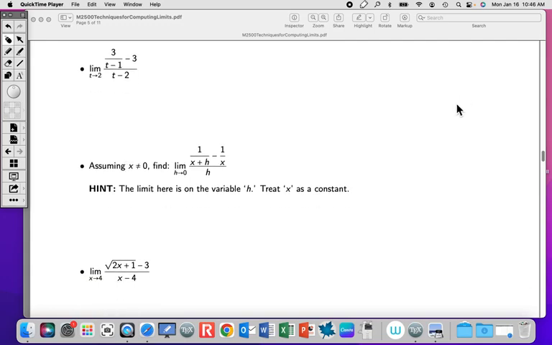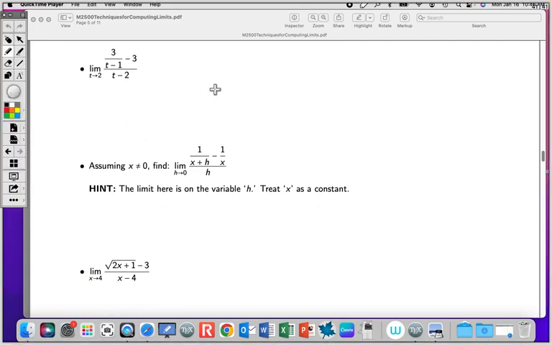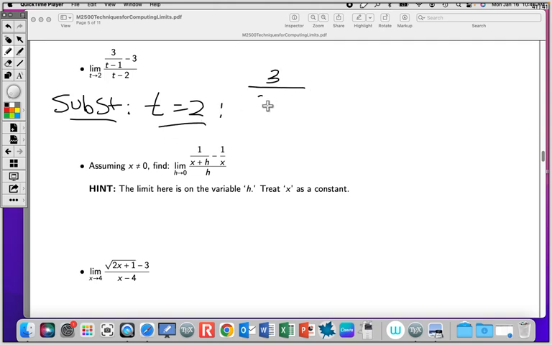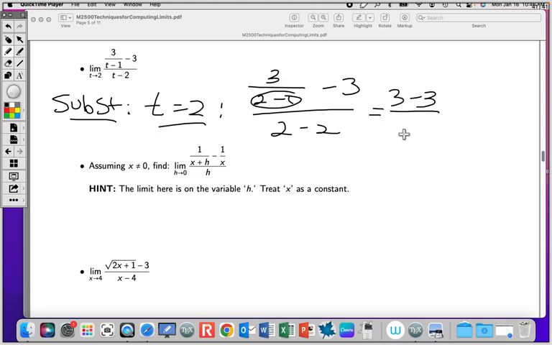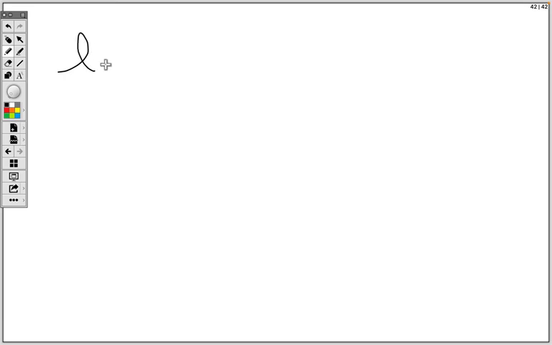Next example, we've got the limit as t approaches 2 of 3 divided by t minus 1 minus 3, all over t minus 2. Once again, let's try direct substitution here and see what trouble we get into. You plug in t equals 2, what do we get? We get 3 over 2 minus 1 minus 3, over 2 minus 2. So that 2 minus 1, that's a 1. 3 over 1 is 3. Sure enough, look what we get, folks. So, off to do some algebra.